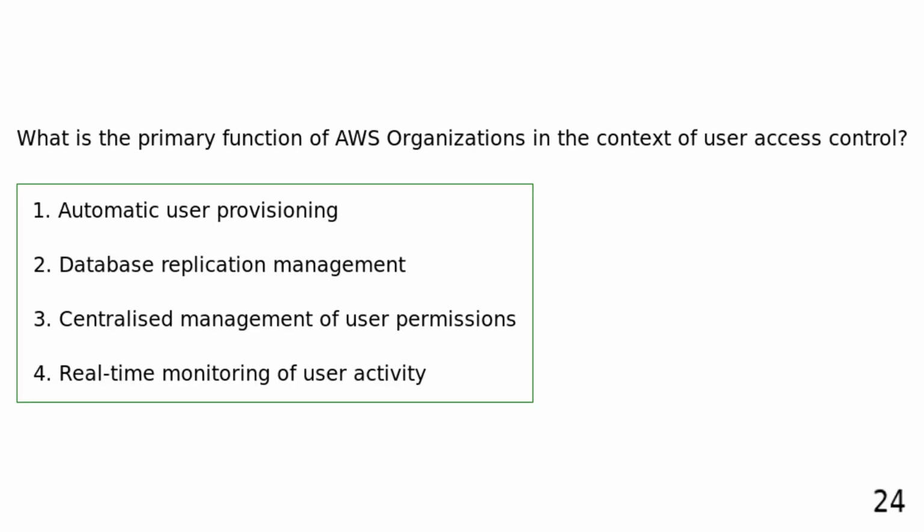What is the primary function of AWS Organizations in the context of user access control? Automatic user provisioning. Database replication management. Centralized management of user permissions. Real-time monitoring of user activity.